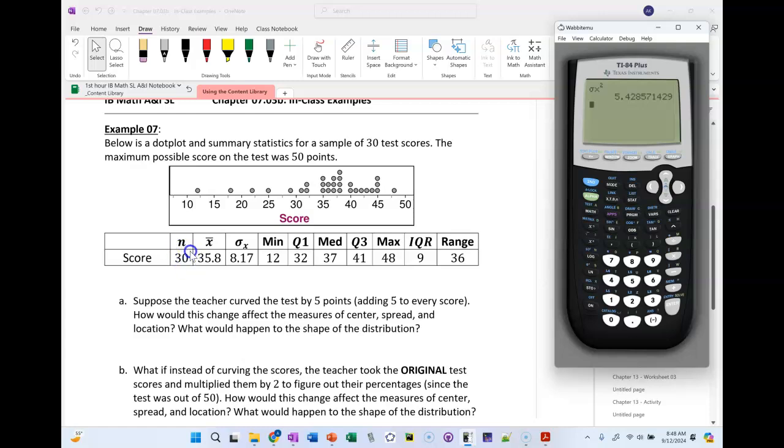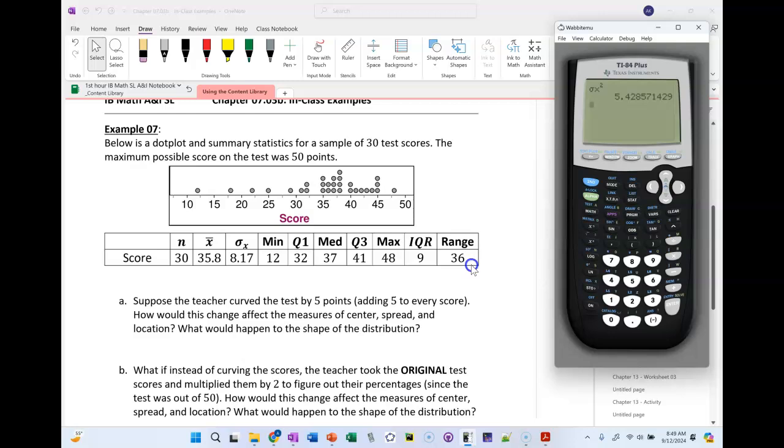So the n stays the same, right? That's just the number of observations. What would happen to the mean? Go up by 5. How about the standard deviation? Stays the same. The minimum? Good. Q1? Median? Or Q3? Max? IQR? Range?